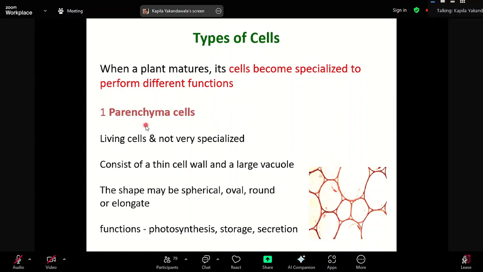Let's look at different cell types. Parenchyma cells, they are live, they have a large vacuole, oval, round or elongated shape. Function is photosynthesis, storage and secretion. So parenchyma cells are very active. They produce food, storage function, secretion function.